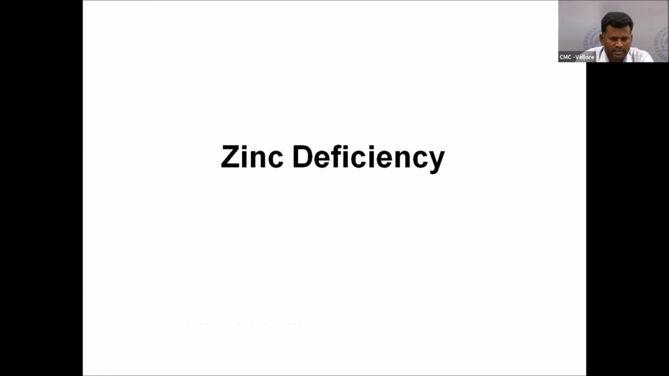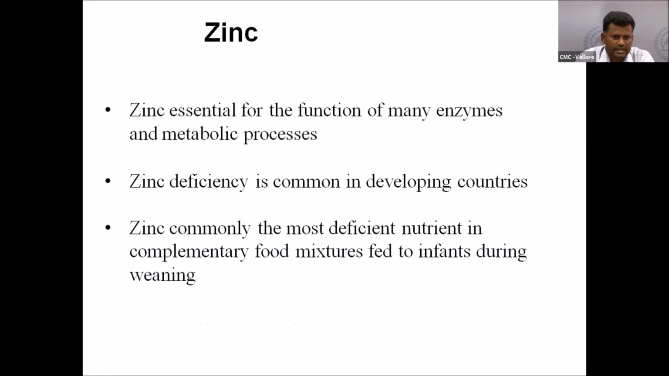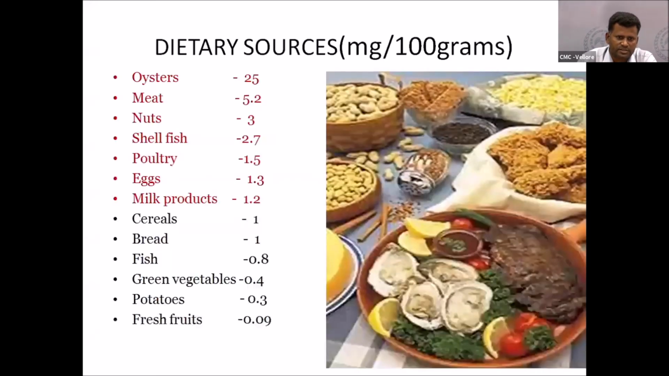Coming to the last topic, that is zinc deficiency. Zinc has many functions in our body, mainly for metabolic processes. And this zinc deficiency is common in developing countries, and it's more common with complementary food mixtures. So infants who are fed with this complementary food may have zinc deficiency. The dietary sources are mainly seafood like oysters, nuts, shellfish, and also meat, eggs, and milk products.